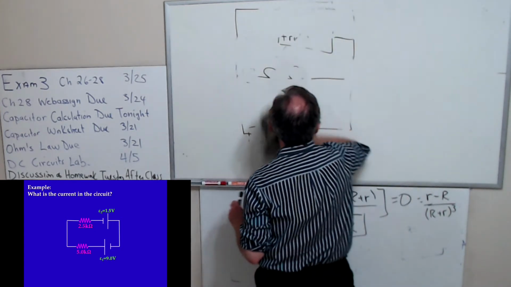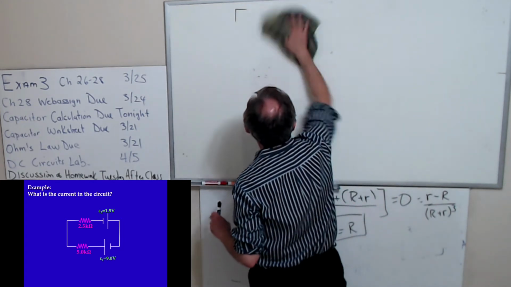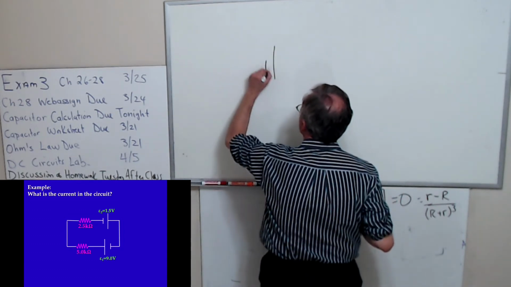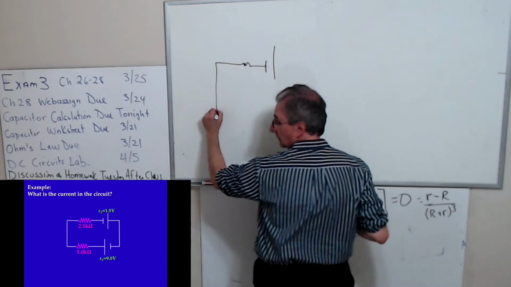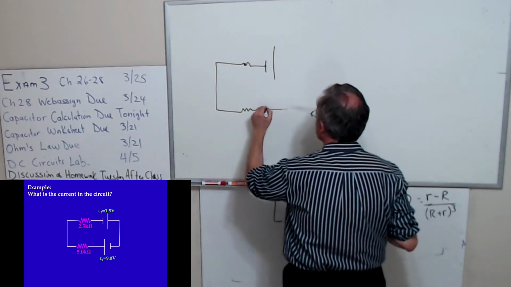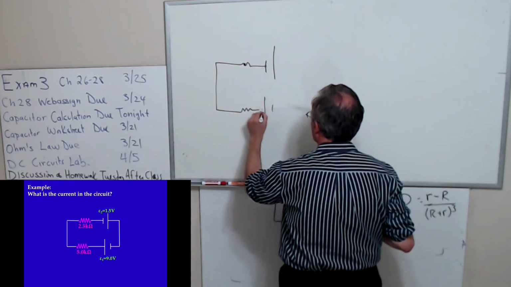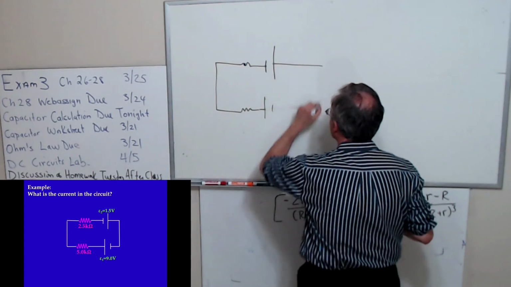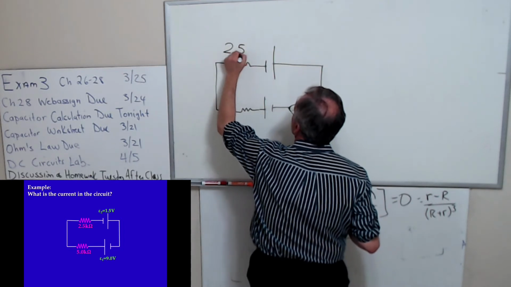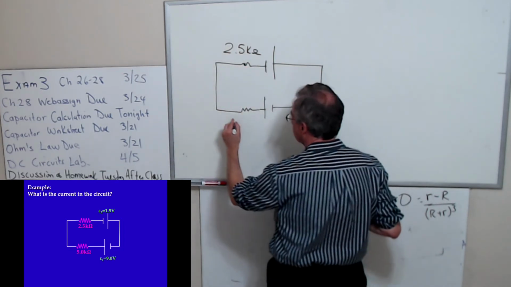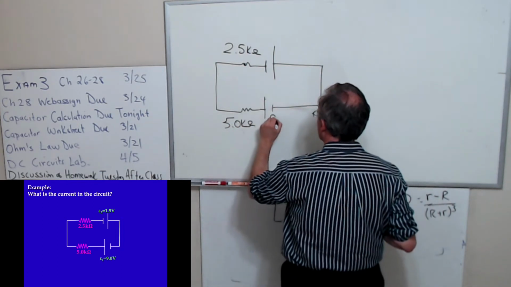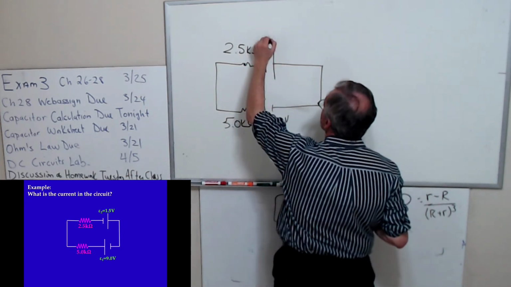Suppose I have that circuit. I'll draw it up here. And I'll draw it this way. Okay, it's not a great drawing. This is 2.5 kilo ohms. This is 5 kilo ohms. This is 9 volts. And this is 1.5 volts.